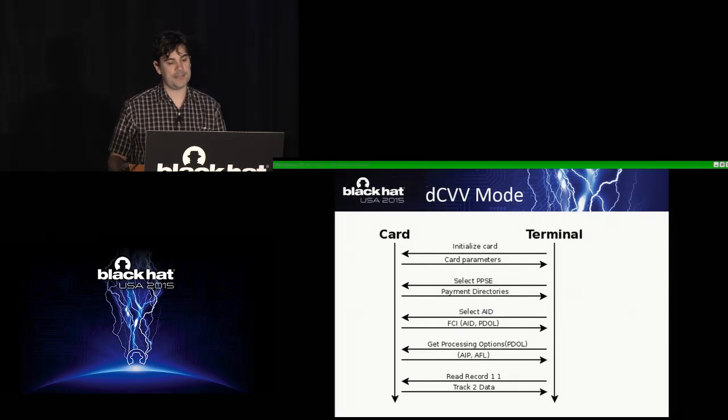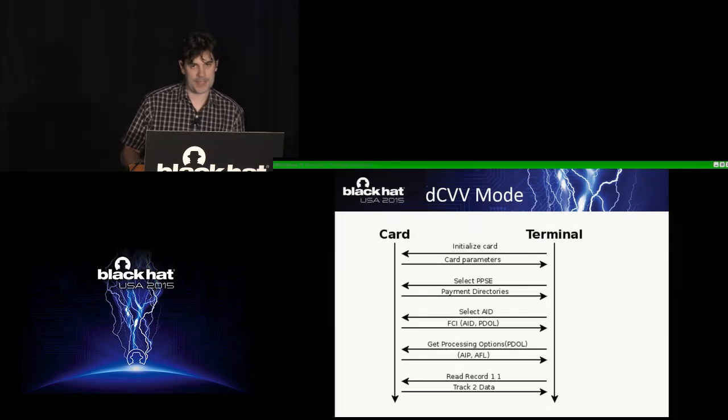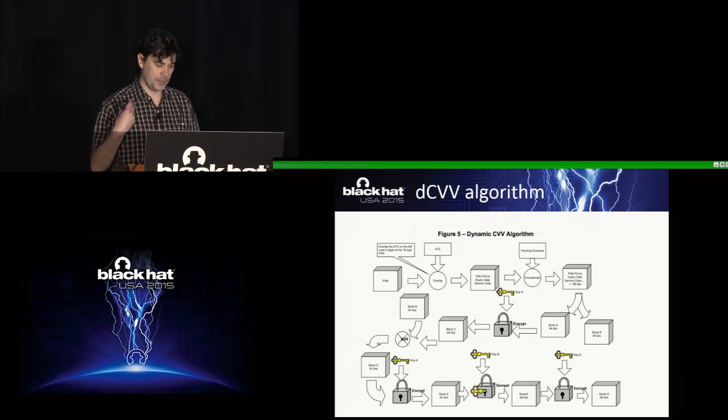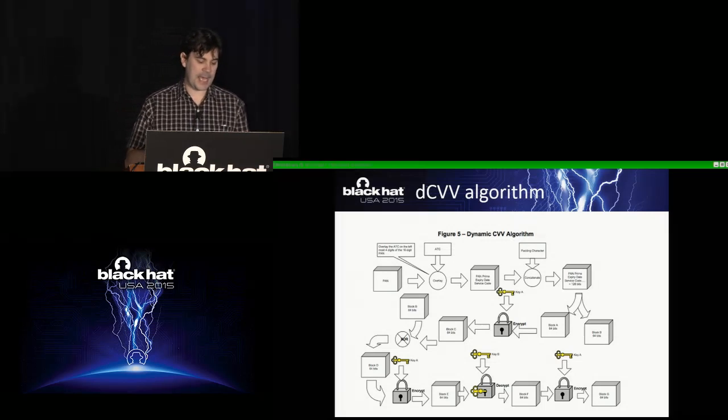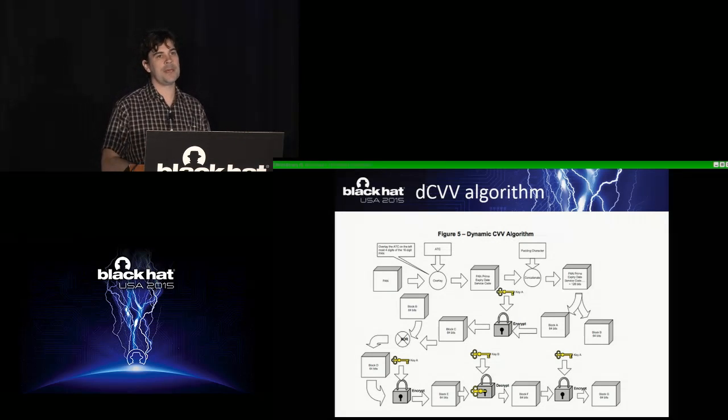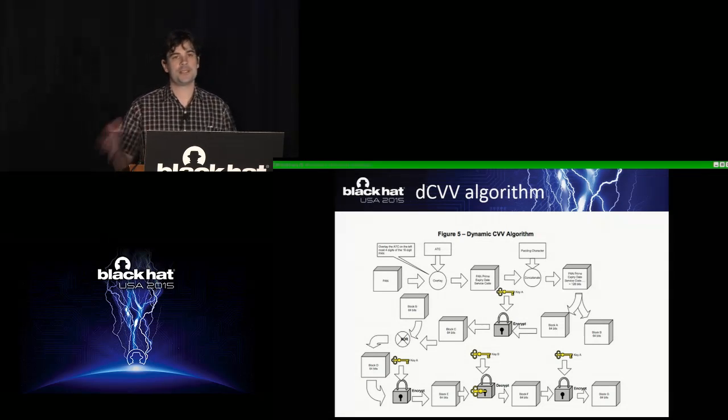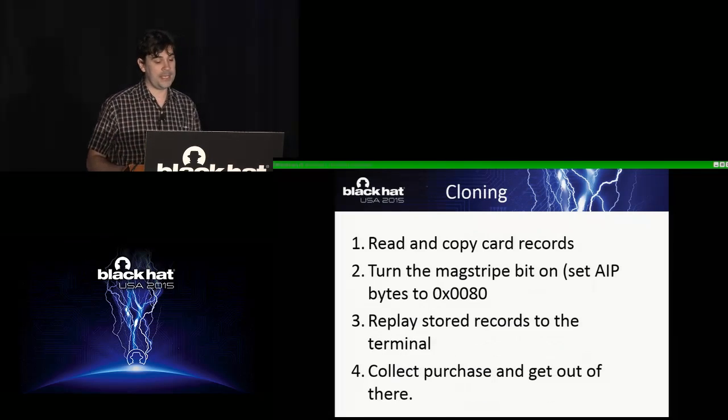So in the case of a DCVV mode, it's a really simple transaction. All we do is the initialization, the selection, and we then do the read record. And that will return track data with a CVV code embedded in it that should be dynamic. The issue with the DCVV algorithm, which was patented, is that you can see here there isn't any random number being input into the algorithm. So here we've got an application transaction counter, the primary account number, but there's no random number or any randomness to it.